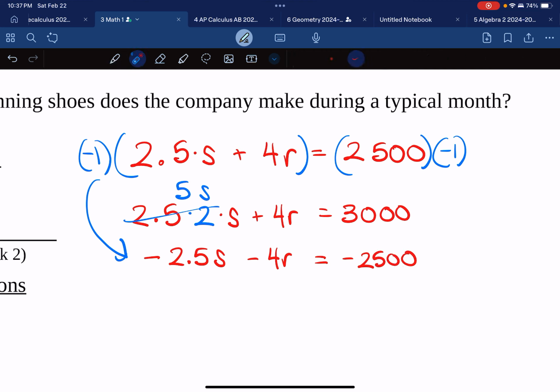And check it out. These 4r's are ready to be eliminated. We can just add these up. What do we got here? So my favorite thing, you're gone, you're gone. Okay, what about here? 5s minus 2.5s is 2.5s.